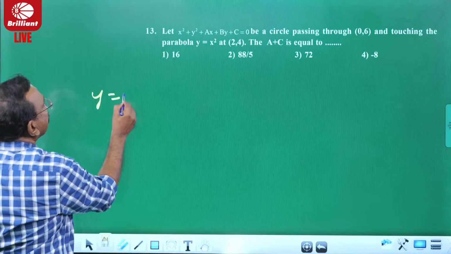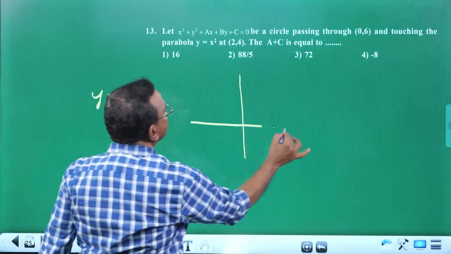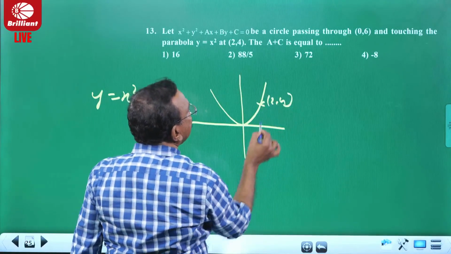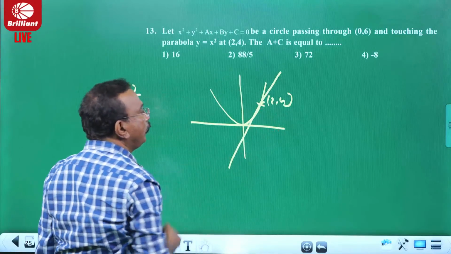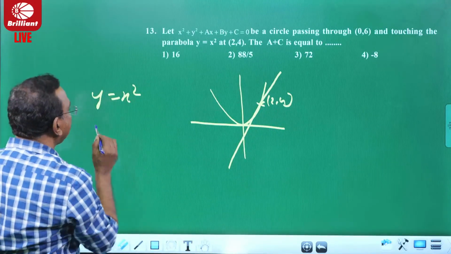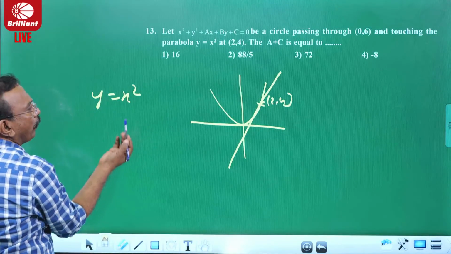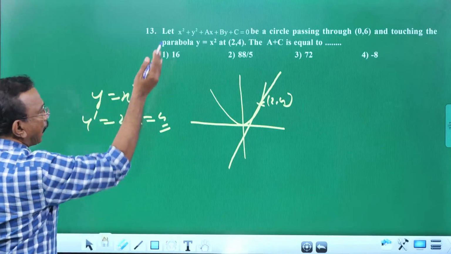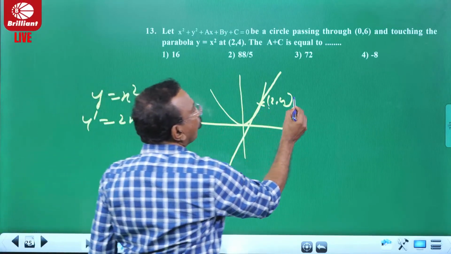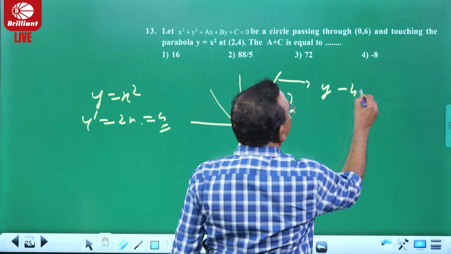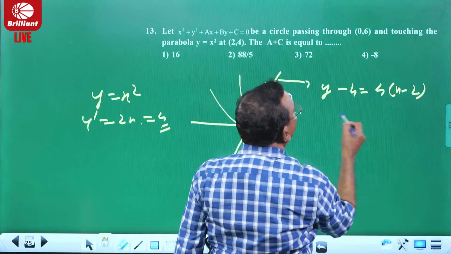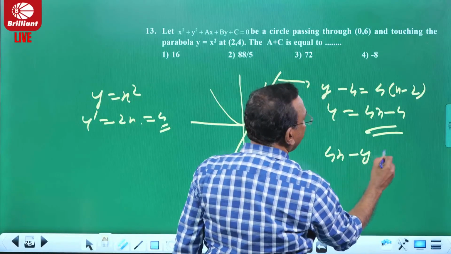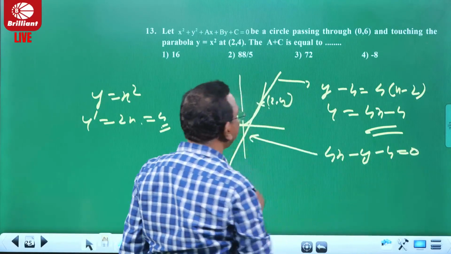You know, y is equal to x square is a parabola. If you draw a parabola like this, then you can see there is a point 2, 4 here. Then there is a tangent at 2, 4. How do we find the equation of the tangent at 2, 4? There are different ways to find a tangent. Suppose we find y dash is equal to 2x, applying 2 here it is equal to 4. So the slope of the tangent is 4. Then the point is this, so we can find the equation as y minus 4 is equal to 4 into x minus 2, or y is equal to 4x minus 4. That is, 4x minus y minus 4 equals 0 is the equation of this tangent.